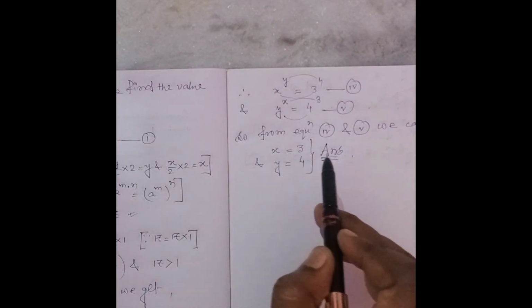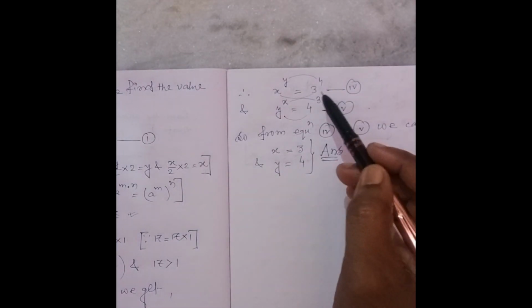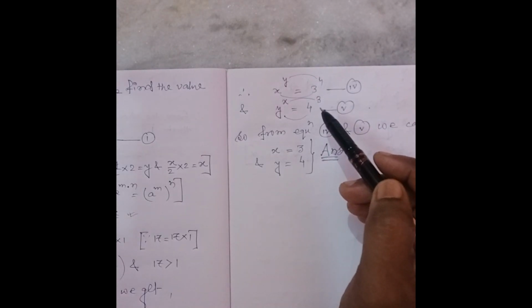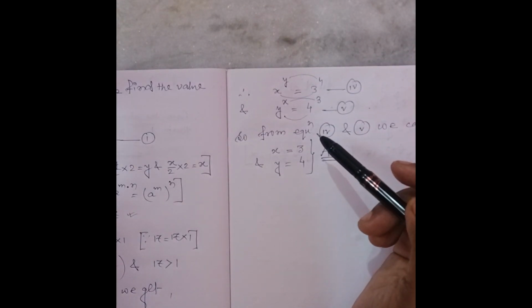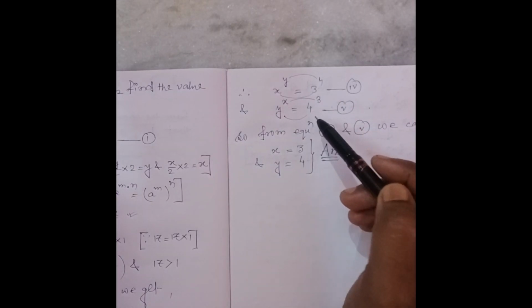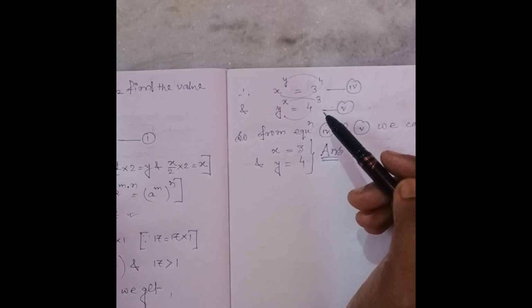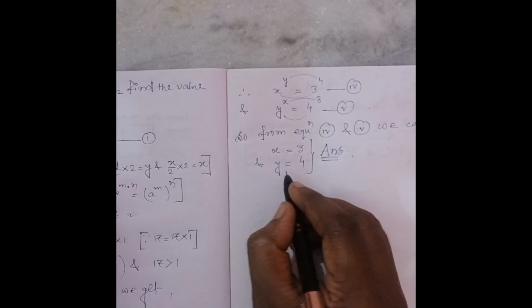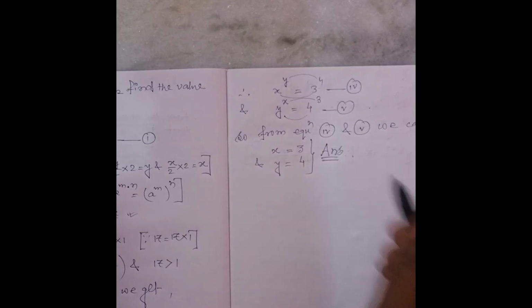If you go for a cross check, you will see 3 to the power 4 means 81 and 4 to the power 3 means 64. So from equation 1, x to the power y minus y to the power x, that is 81 minus 64, is nothing but 17. Hence this is our required solution.